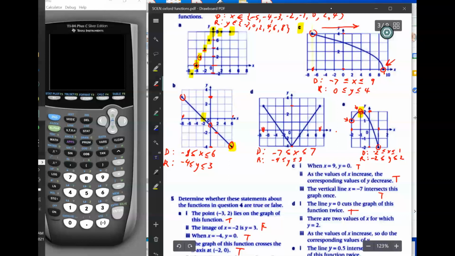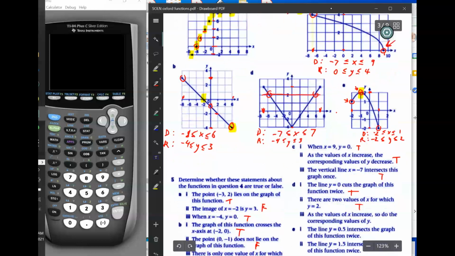There are two values of x for which y equals 2. So y equals 2, again with a horizontal line. So y equals 2 is that horizontal line. There are two values of x for which y equals 2. That's true. There's -6 and +6. So that's true.